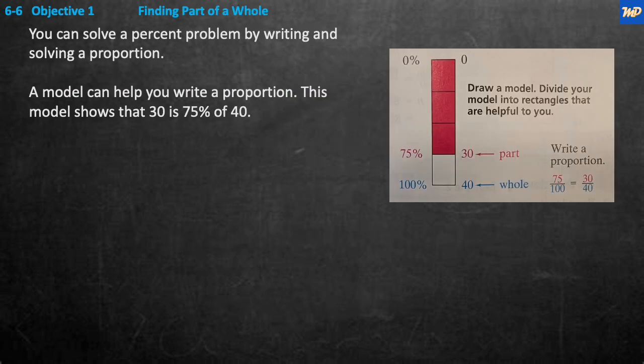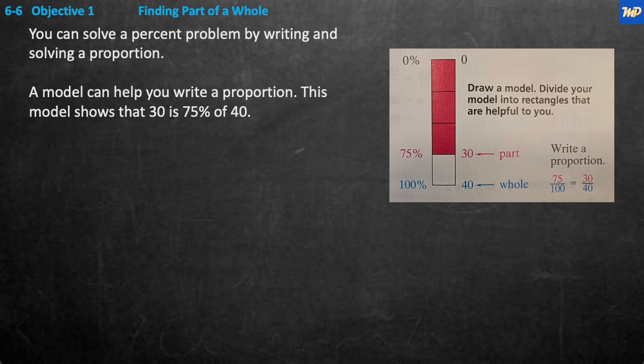Okay, Objective 1, finding part of a whole. It says you can solve a percent problem by solving a proportion. A model can help you write a proportion. This model shows that 30 is 75% of 40.